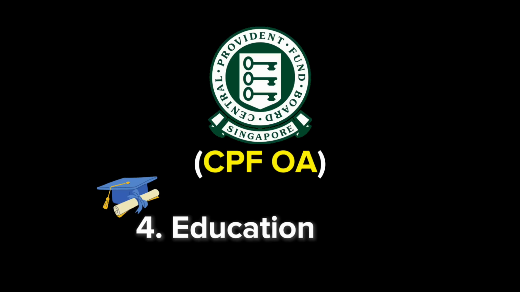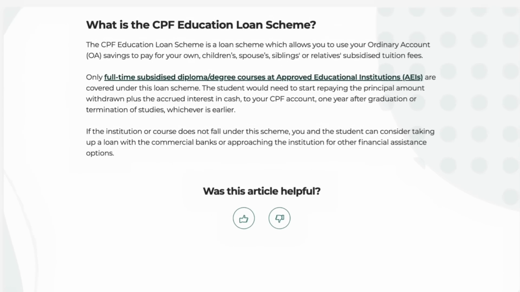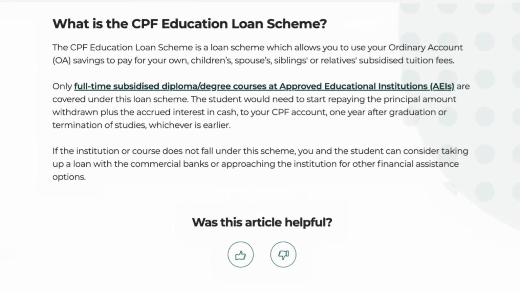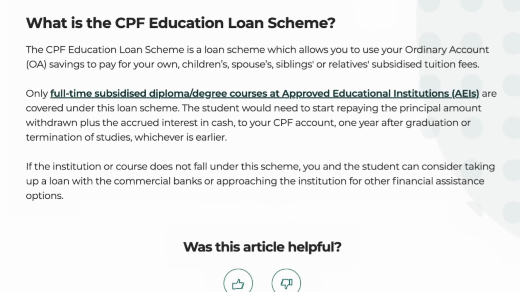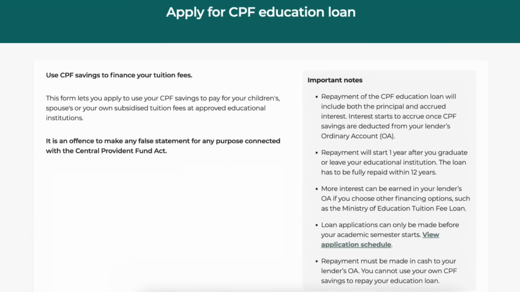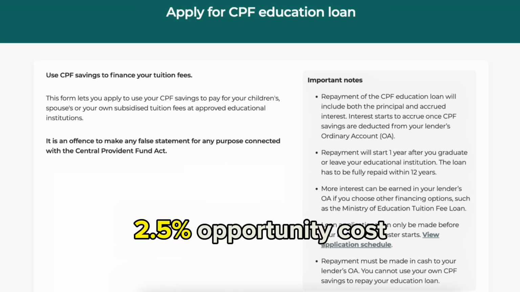Lastly, let's talk about the usage of CPF OA for education, and specifically it is education loan. CPF education loan scheme is for approved institutions for full-time undergraduate degree and diploma programs under this list. So it's not like any kind of educational institute in Singapore is eligible. You need to really be in all these approved institutions. And note that when you're taking out a CPF education loan from your CPF accounts, there is a 2.5% opportunity cost as well as the accrued interest. So it is definitely not interest-free because this time you really have to pay it back.